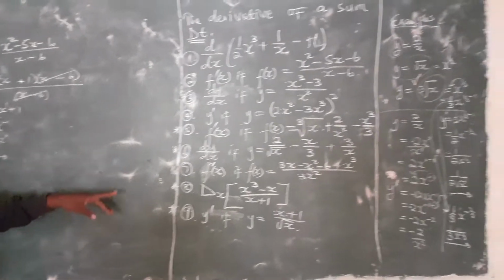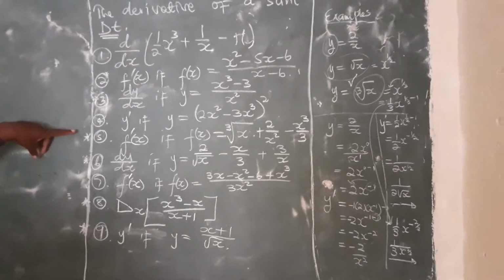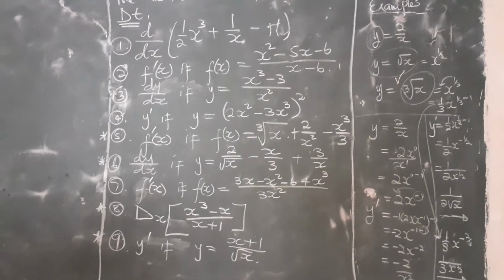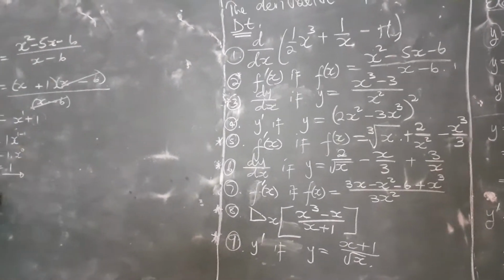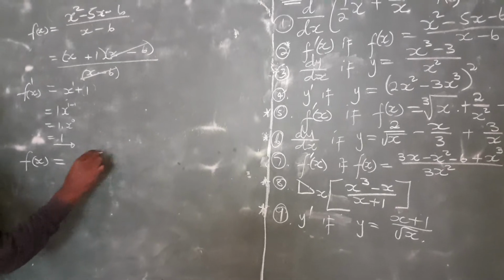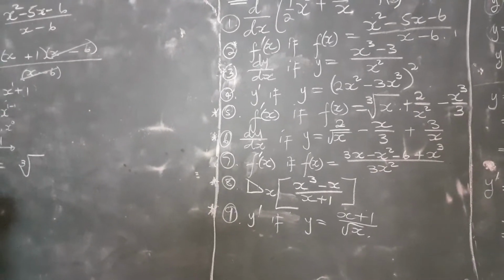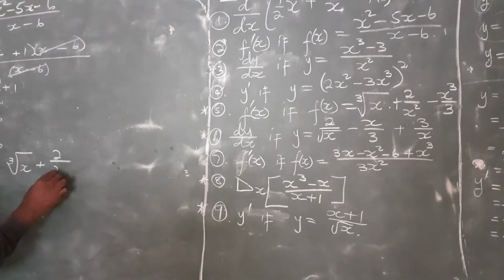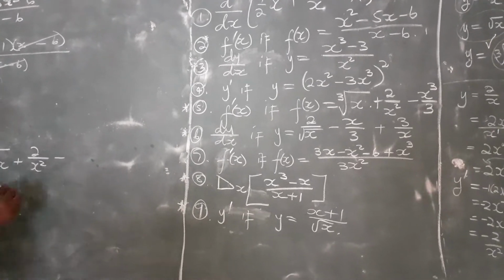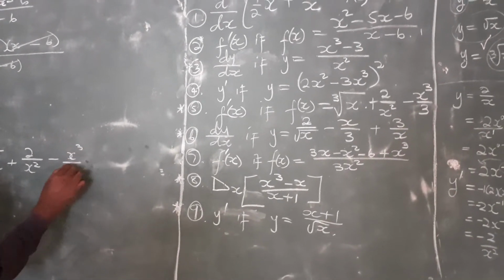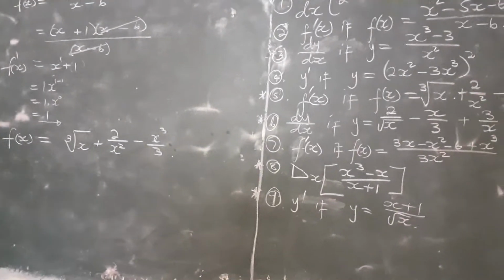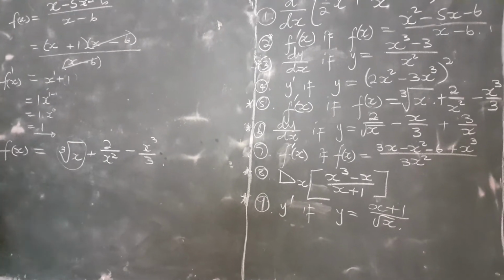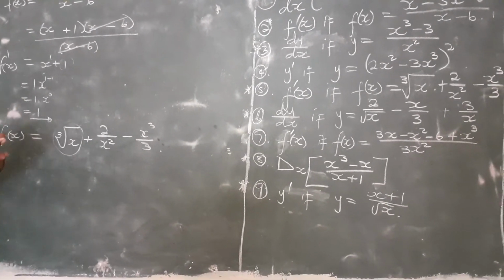Okay, now we're getting to the next one. It will be the ones that have roots. Now let's look at this one. f(x) is equal to the cube root of x plus 2 over x squared minus x cubed over 3. Before we can differentiate this, we must change this to x to the power of something.